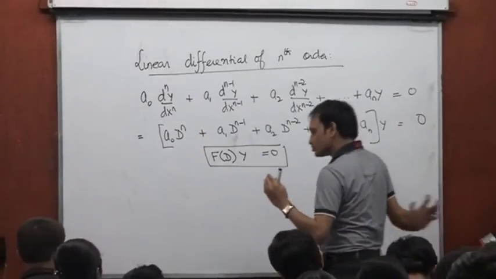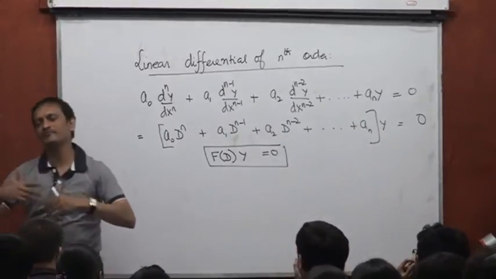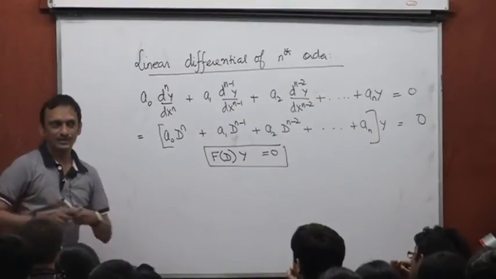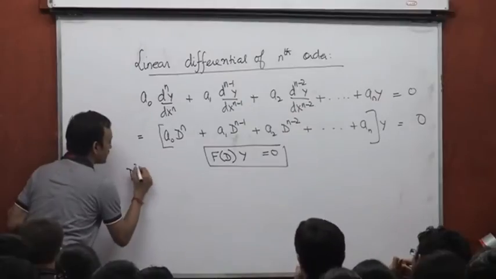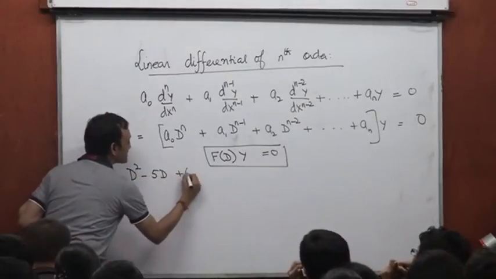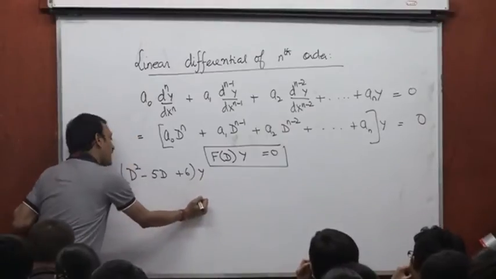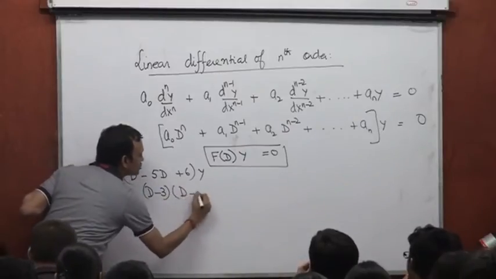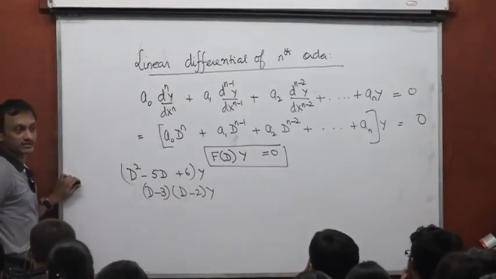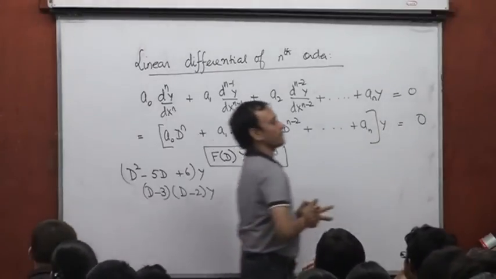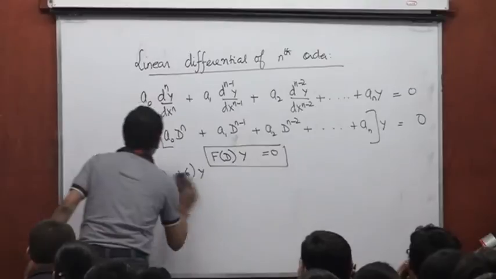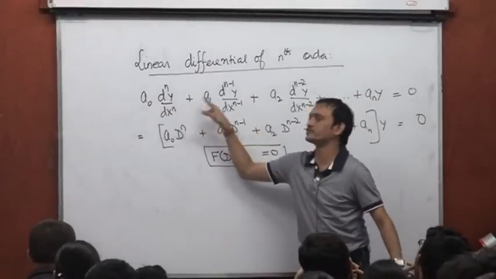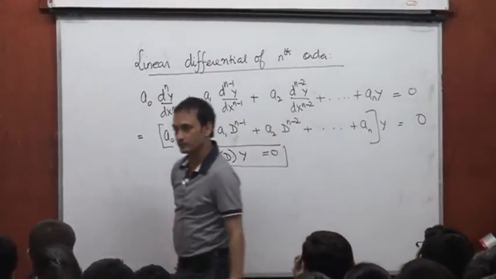The other thing you may have realized by now is that if I can multiply operators, I can also factorize operators. For example, if I have D squared minus 5D plus 6 acting on y, then I have the leverage to factorize this also. I could write this as (D minus 3)(D minus 2) acting on y. So this is the differential equation whose solution we are seeking, where the coefficients are all constants independent of x and y, right?